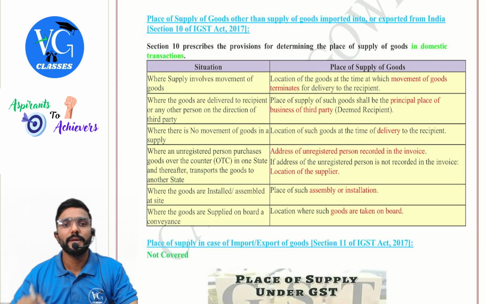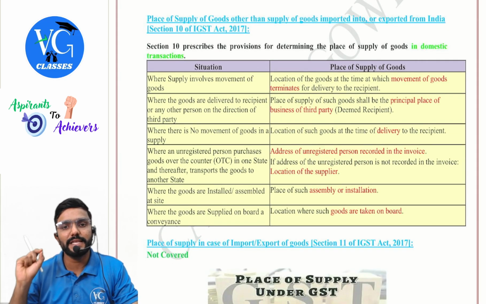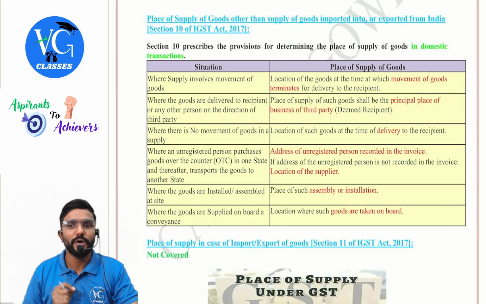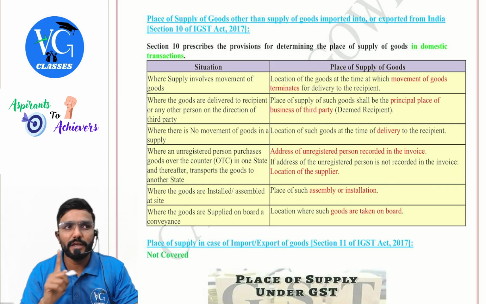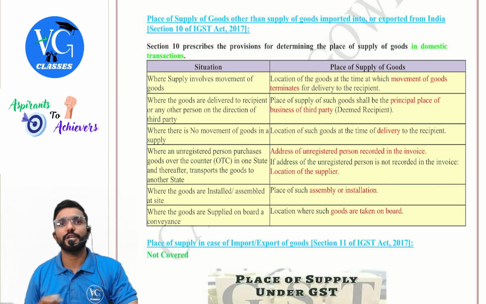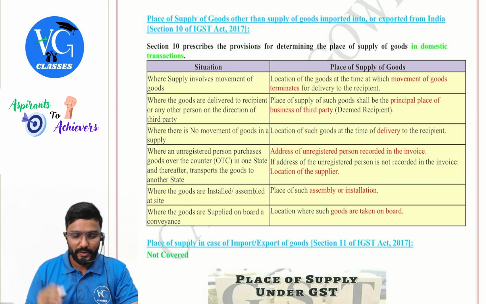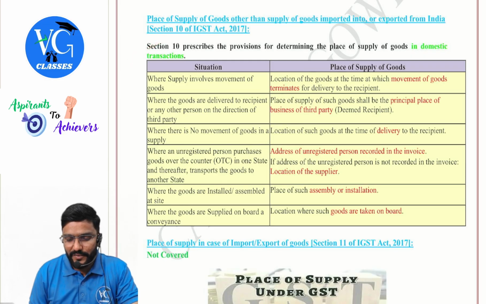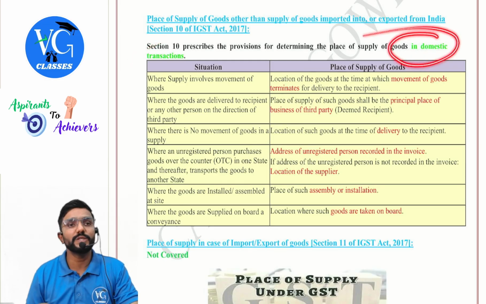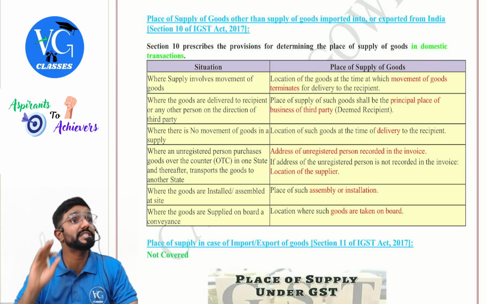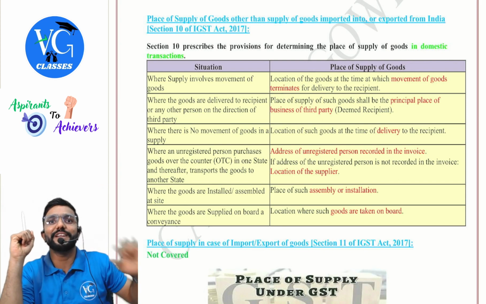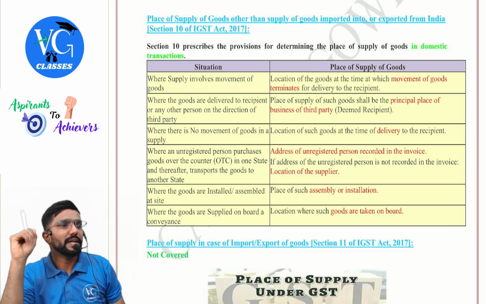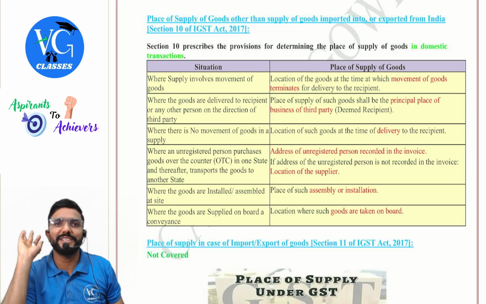Let us see. Place of supply of goods other than the supply of goods imported into or exported from India, Section 10 of the IGST Act 2017. So Section 10 prescribes the provision for determining the place of supply for goods in domestic transactions. Sir, if it is import-export, it is covered in Section 11. Section 11 is not covered in your syllabus. Clear? Yes, only with respect to domestic transactions.